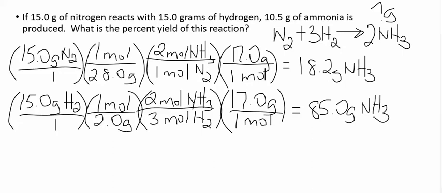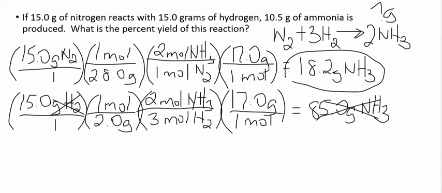So we always choose the smaller number. So we're going to cross off the 85, excess hydrogen. The nitrogen is the limiting reagent, and this is how much 15 grams of nitrogen would produce. So this is my theoretical yield. I always pick the smaller number for the theoretical yield.